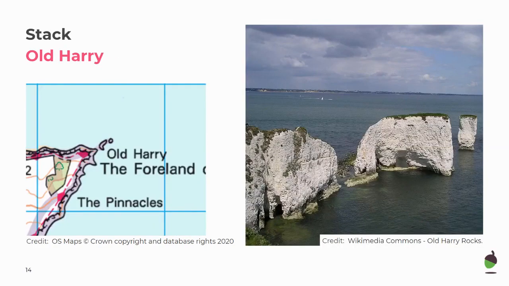Now we've got our stack, and this stack here is called Old Harry. He's formed off the Foreland headland and is made out of chalk. Around the base of Old Harry, you can see that there are also wave-cut platforms.